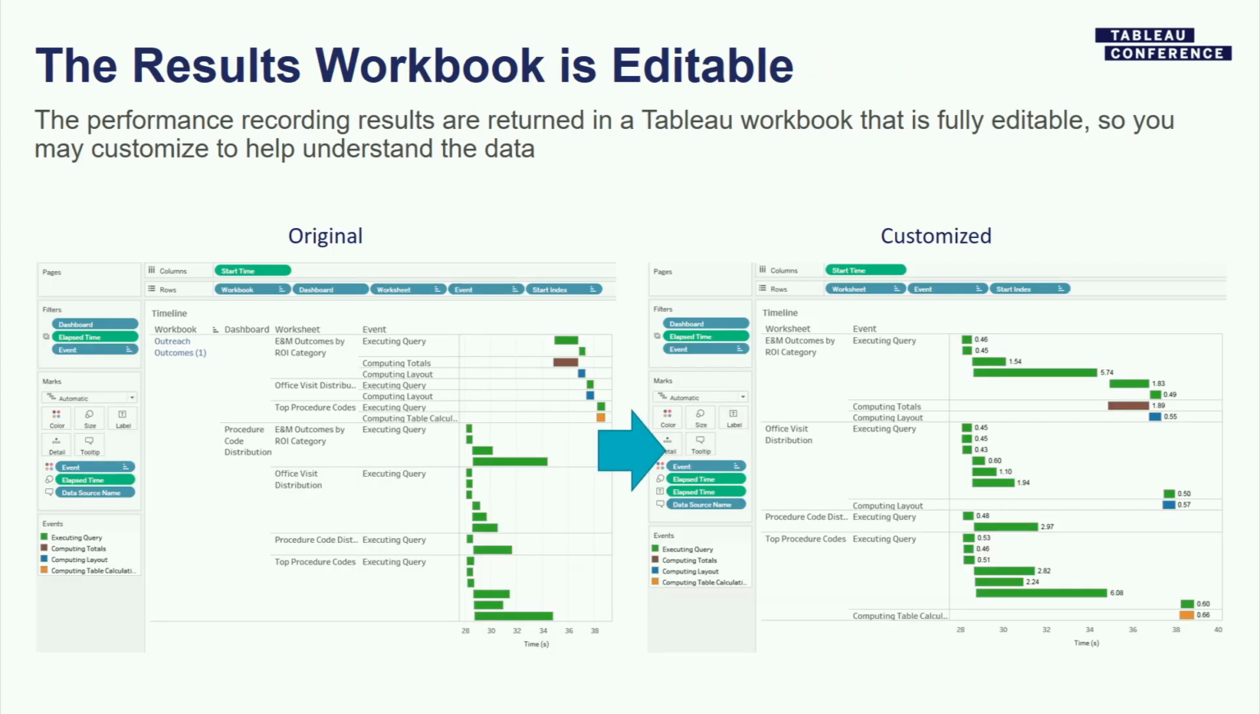It's pretty cool that it is actually just a Tableau workbook, so it's completely editable. For example, this is the original performance recording over here on the left that looks exactly like what I just showed you, but maybe you want to customize it to rearrange things, add some data labels, and sort things in a different order. For example, this one over here is sorted differently, just a different version of that. You absolutely don't have to do that, but it is just a Tableau workbook. You can do whatever you want with it.